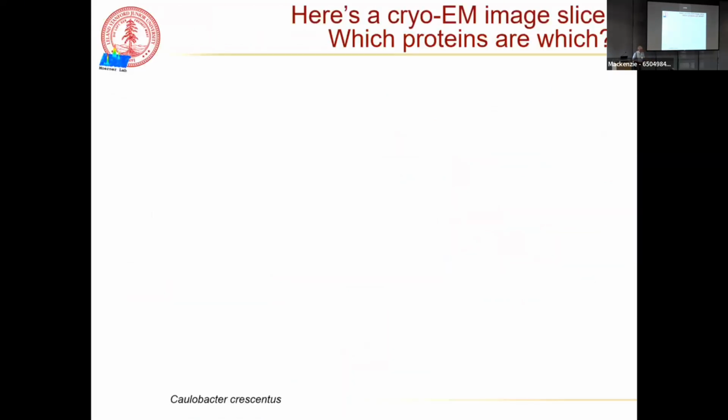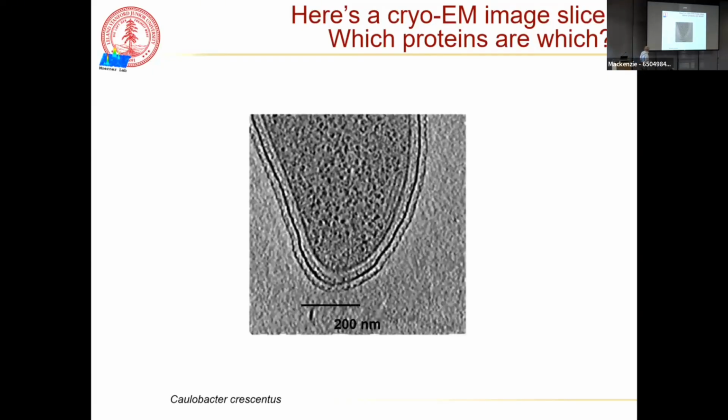Now I want to do another small aside because it's going to be important in what I'm going to say. In the end, I want to ask you a question. Here's one of these beautiful cryo-EM images of a cell. This is a bacterial cell. Here's a scale bar, 200 nanometers. What do you see there? Well, you see some proteins, but the question is which proteins are which? Which proteins are what in that complicated image?